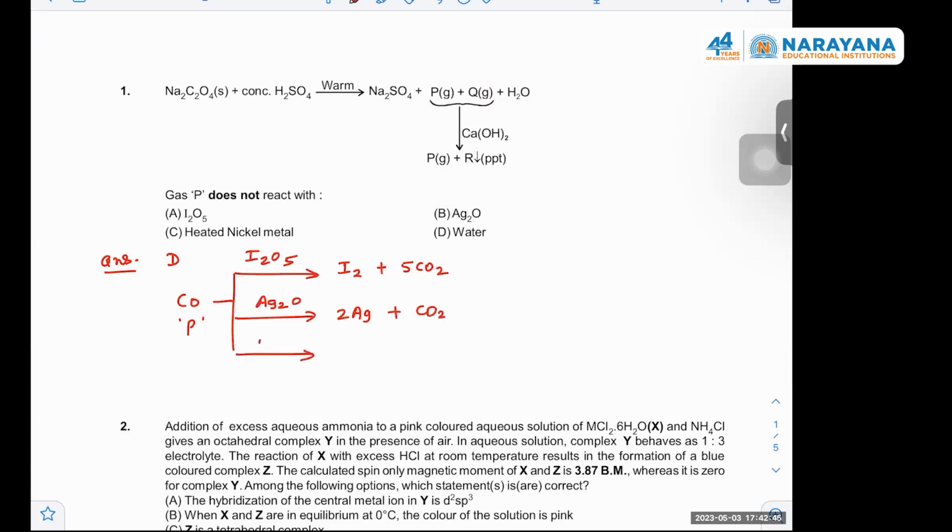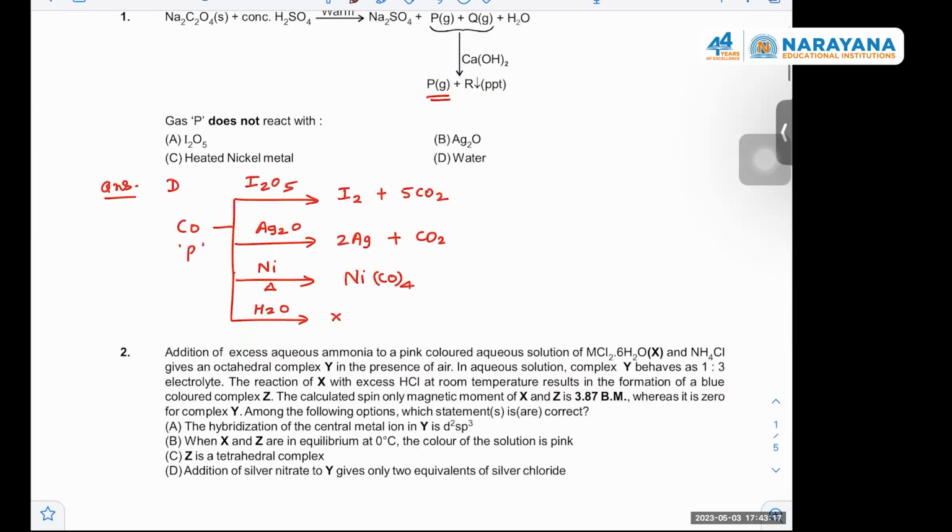With heated nickel metal in the Mond process, Ni(CO)4 will be formed. But in the case of water, no reaction will be there. So this is actually the mixture of CO and CO2. Let us move to the next question.